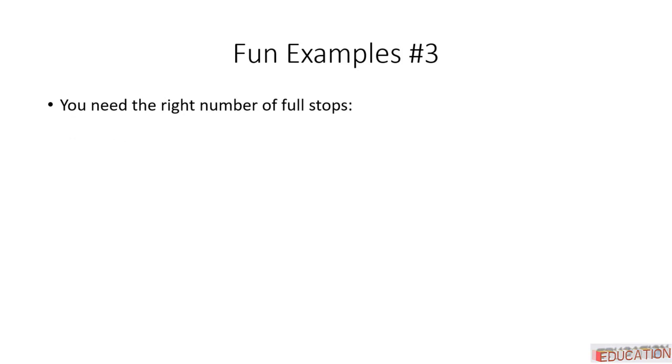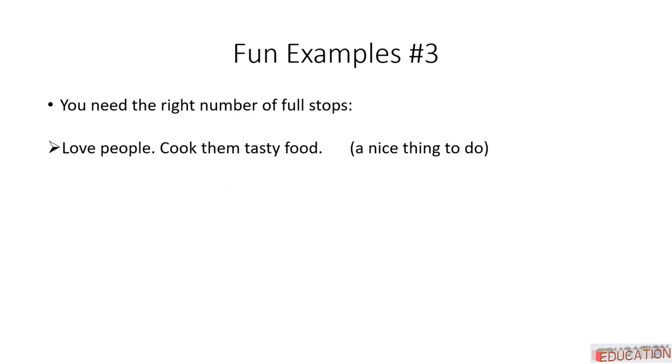And you also need the right number of full stops. So here, for instance, love people, cook them tasty food. So this is saying, be nice to people, cook them some tasty food. It's a nice thing to do. If we get a full stop in the wrong place, love people. Cook them. Tasty food. That's sort of cannibalism, isn't it?